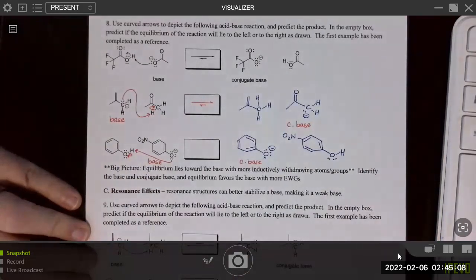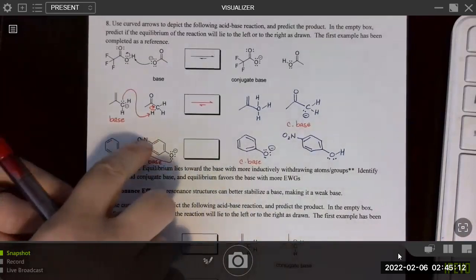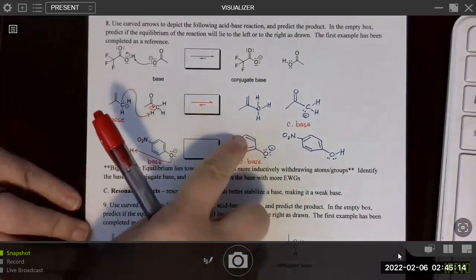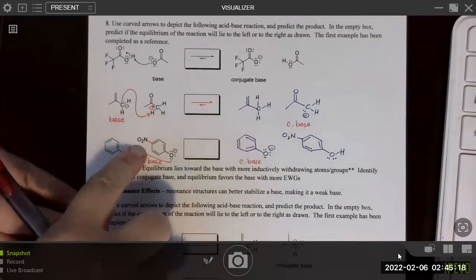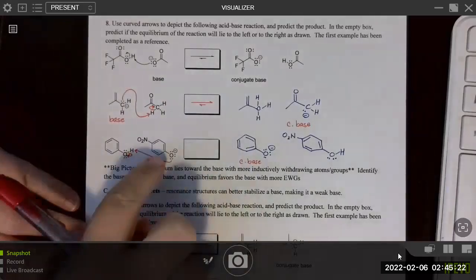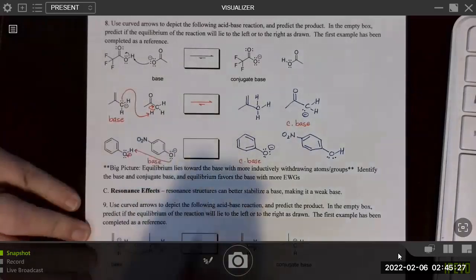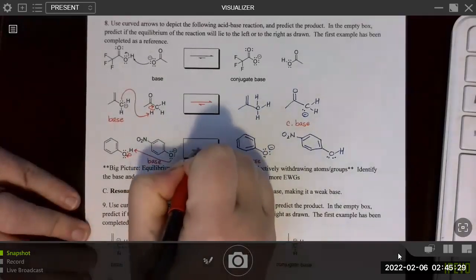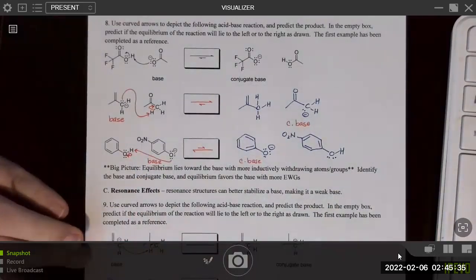Right, so what is the difference here? We have the same atom, but this one has an electron withdrawing group that this one doesn't have. So this base is predicted to be more stable due to withdrawing of electron density away from the negative charge towards the nitro group. So if we're predicting this to be more stable, then we want to predict the equilibrium will favor that structure and it will lie to the left.